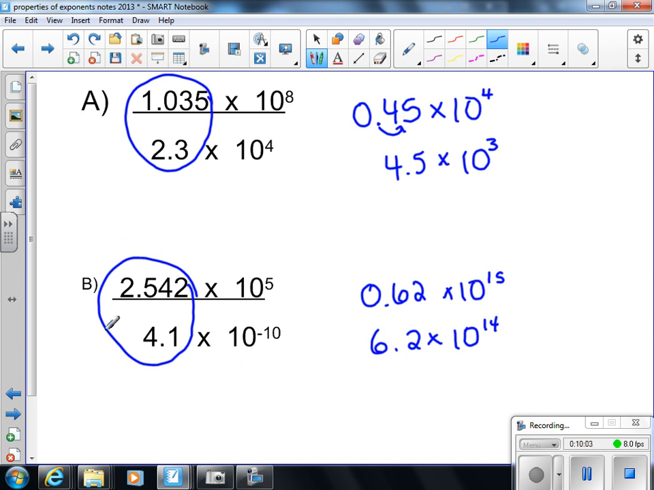Punch the entire problem into your calculator and see what we get. All right, so that concludes our lesson today on scientific notation.